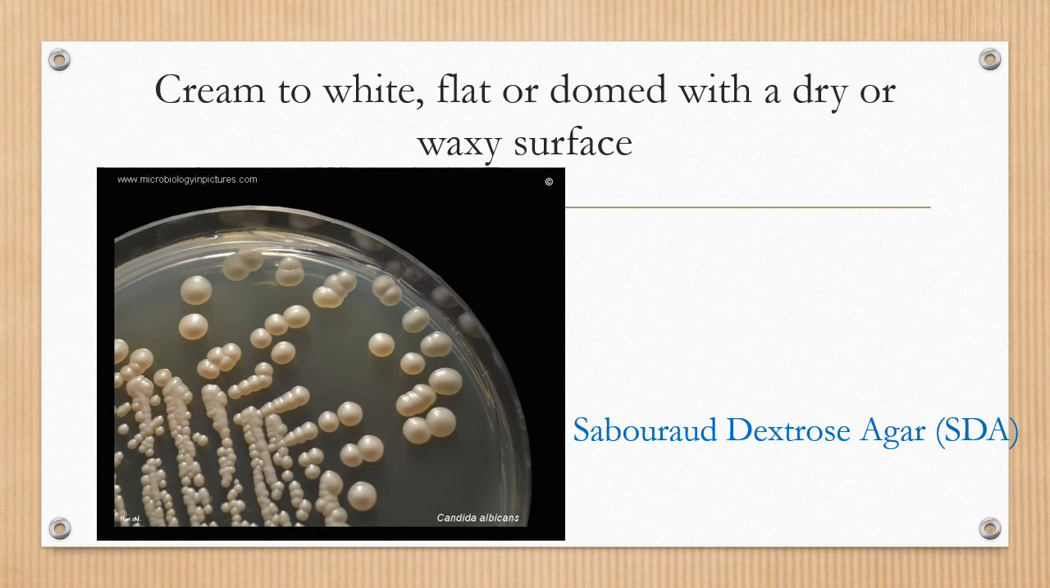And the typical characteristics of these colonies are different from those of bacteria, because you can see creamy whitish colonies that have either a flat or dome shape, and have either a dry or waxy surface, but usually we see waxy surfaces on the top of the agar. And once we see that, we immediately know that this is yeast.